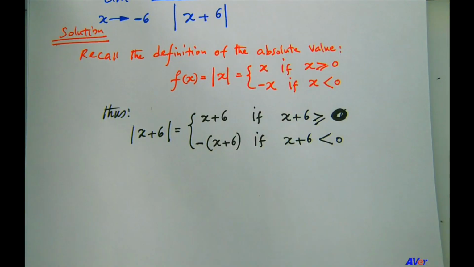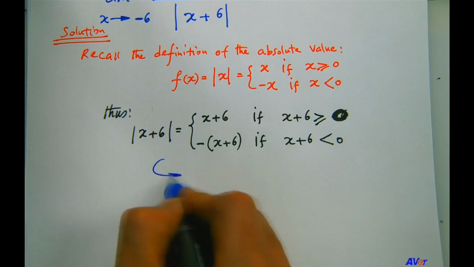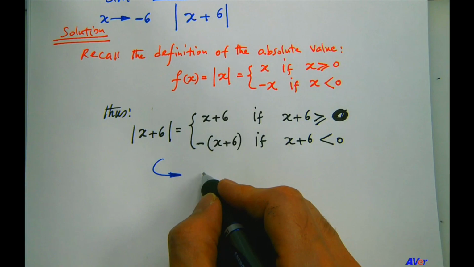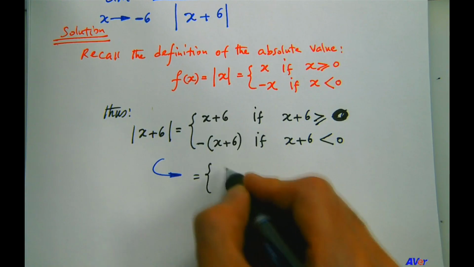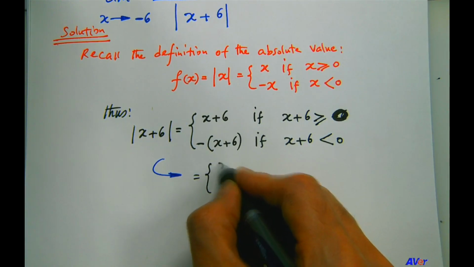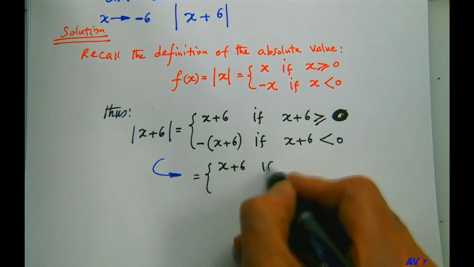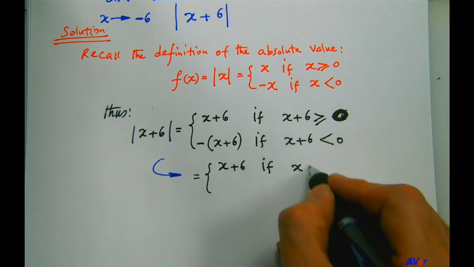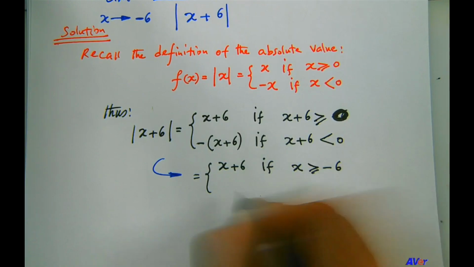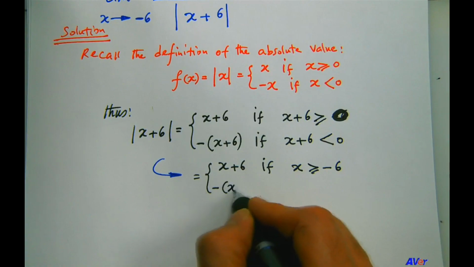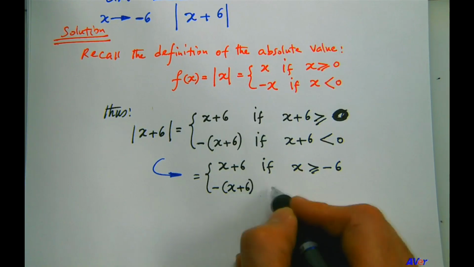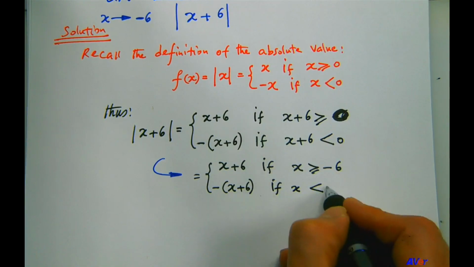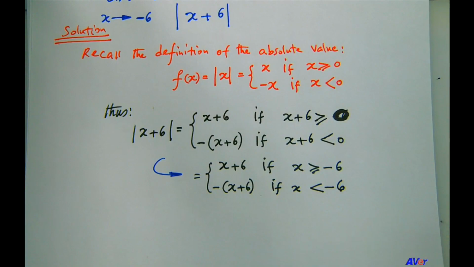So from here, we can rewrite all of this by saying that this is x plus 6 if, let's solve for x here, x is greater than or equal to minus 6, and minus (x plus 6) if, solving for x here, x is less than minus 6. Okay?